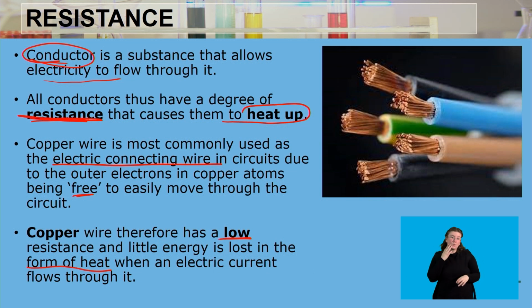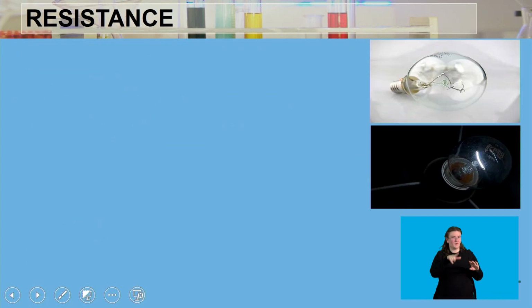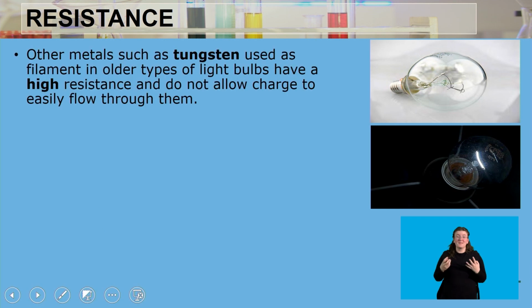Now, when an electric current flows through it, remember we said that when there's a resistance between a conductor and the current as it's flowing through, it causes the conductor to heat up. Now, because copper wire has a low resistance, the heating up of that particular conductor is going to be low. So that means little of the energy is going to be lost through heat. We are going to be conserving most of the energy within that particular conductor.